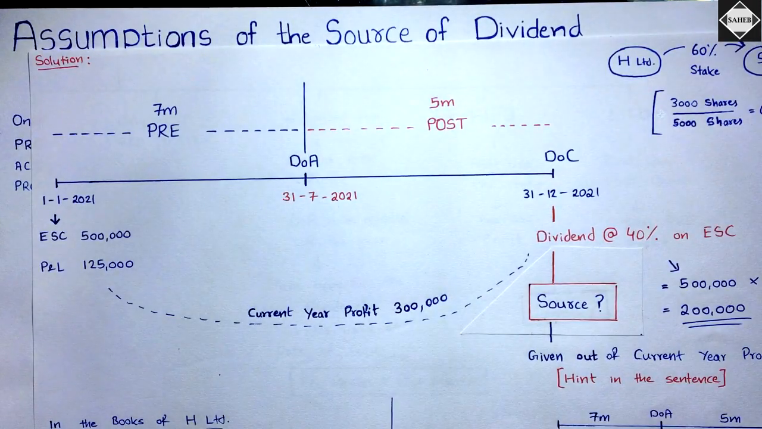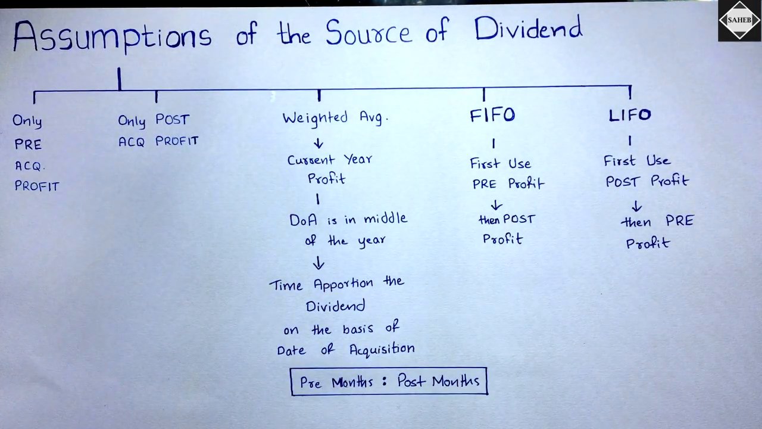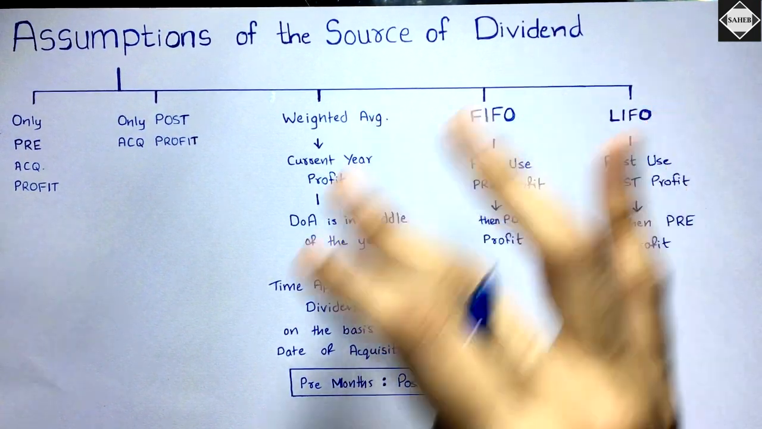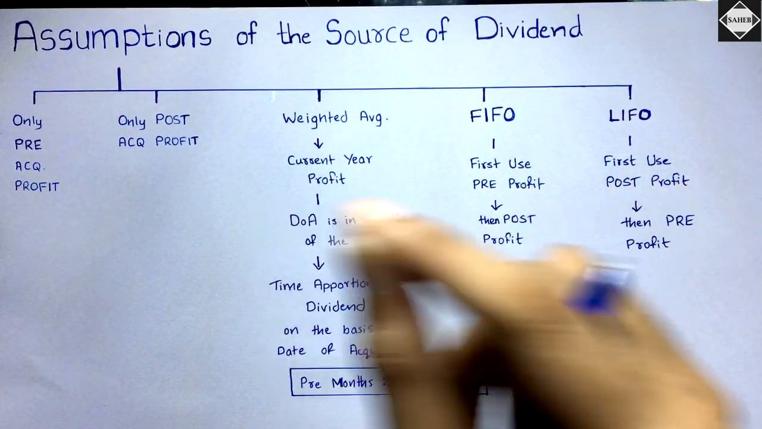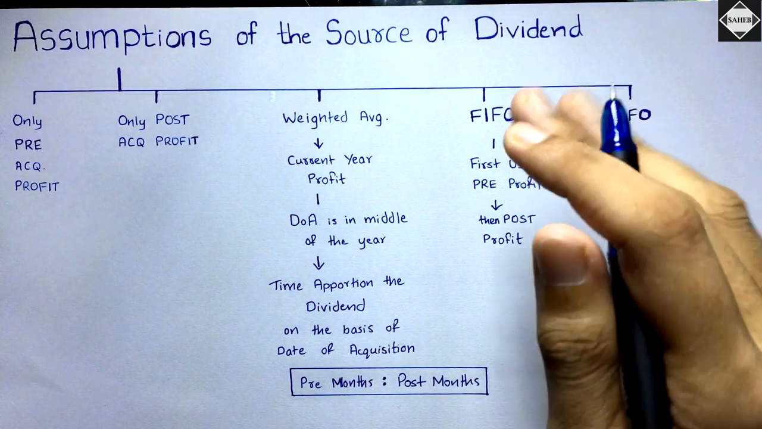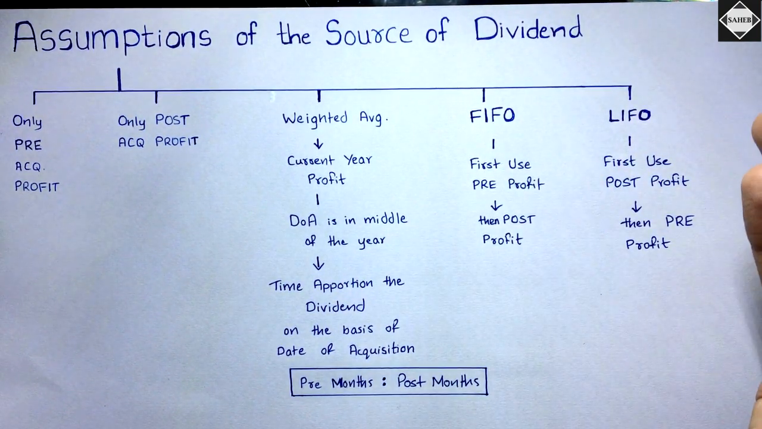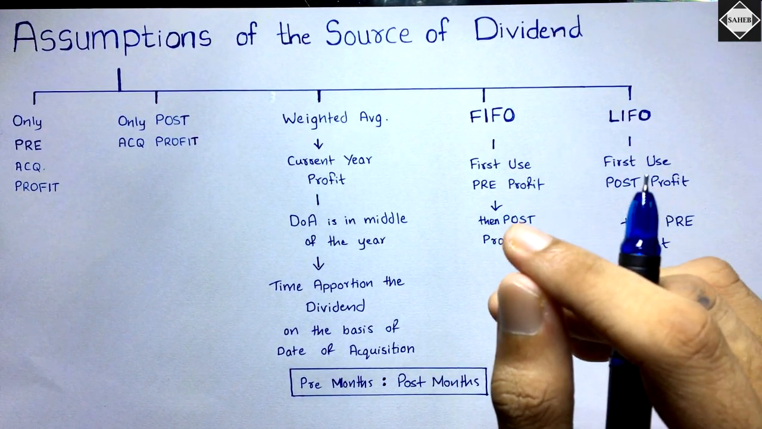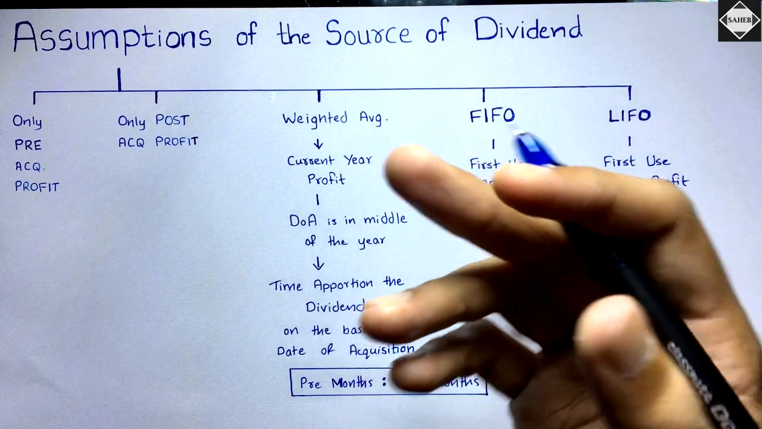Easy, right? So these are the different assumptions you have regarding the source of the dividend: only pre-acquisition profit, only post-acquisition profit, and weighted average, which was the most appropriate in that question because of the hint in the sentence. And then we have FIFO and LIFO. Now mostly in the exam they will give you some hints on the basis of which you can directly take the decision easily. But sometimes if the question is completely silent, no hint, nothing, then of course you have no choice. You have to make the assumption. Is that clear?